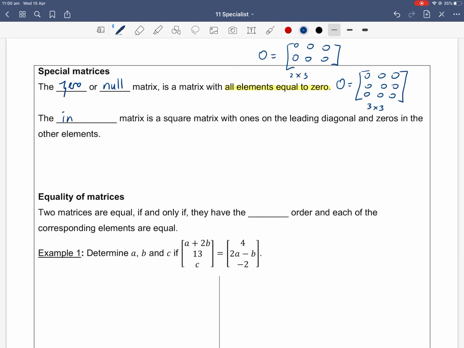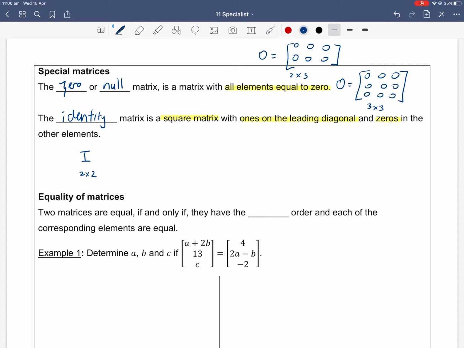Very important matrix, it'll come up a lot. It's called the identity matrix. It is a square matrix, that's important. It always has to be square. It's a square matrix with 1s on the leading diagonal and 0s everywhere else. What is a leading diagonal? Well, it's a diagonal, right?